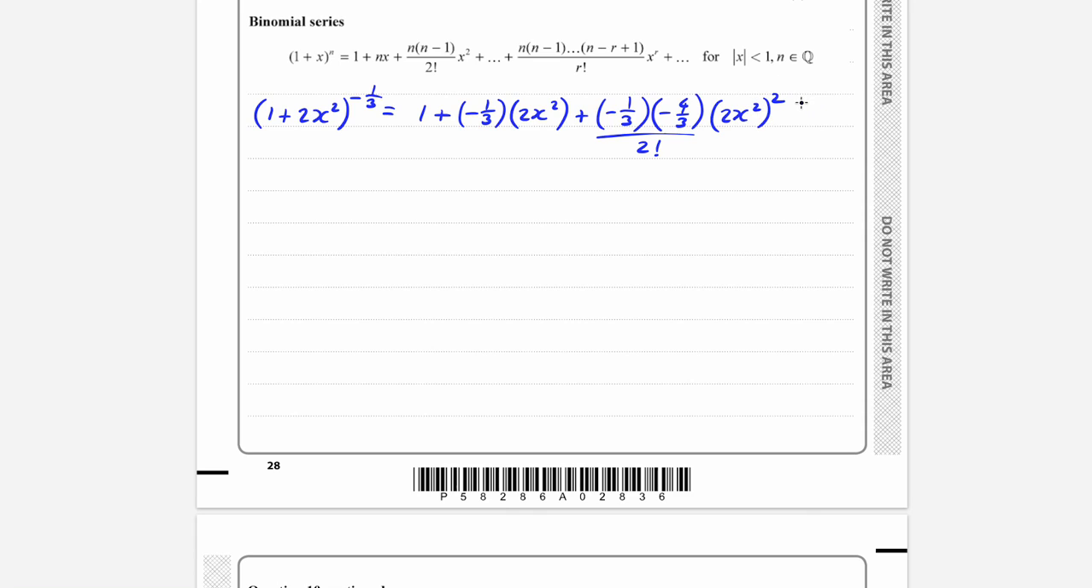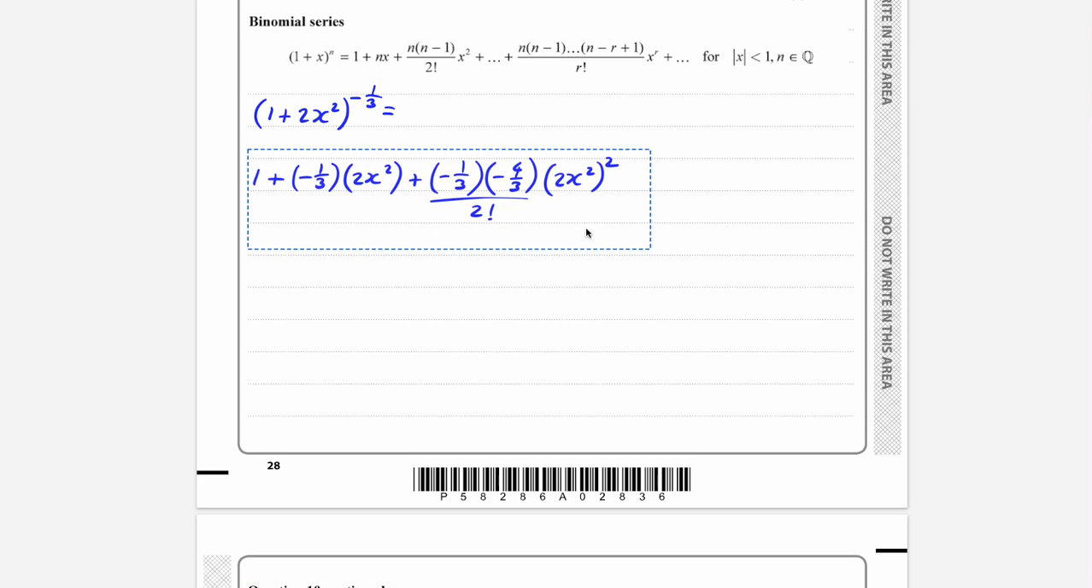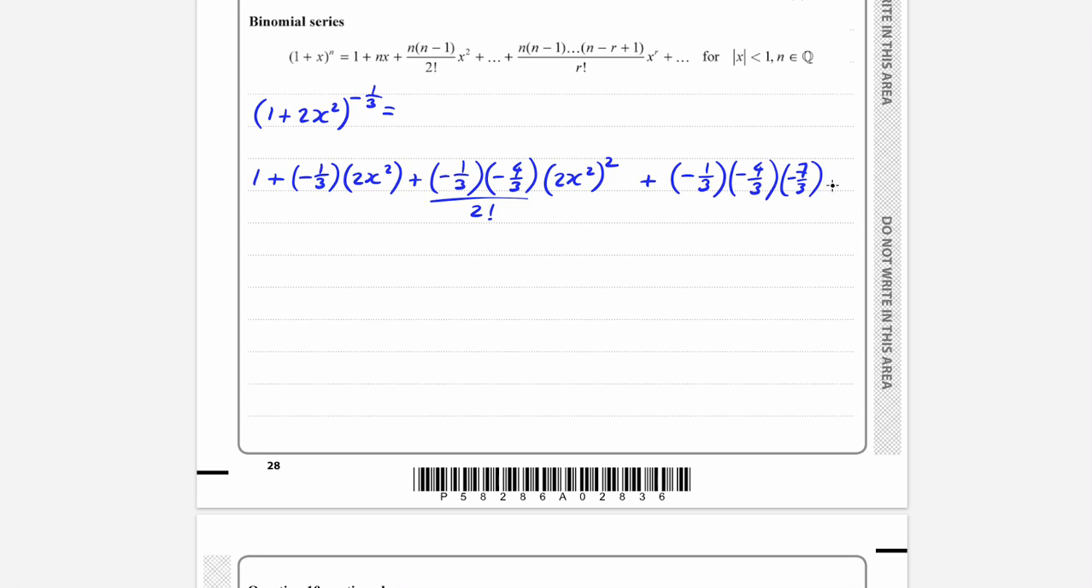Squared. Like that. And then finally, plus, let me just do this here so I have space. Plus, this will be my last term because he says up to x to the 6, and when I square a square, I get x to the 6. I'll explain that in a second. So it's n minus 1, which is minus 4 over 3, n minus 1 again, which is minus 7 over 3, and then it's 2x squared cubed.